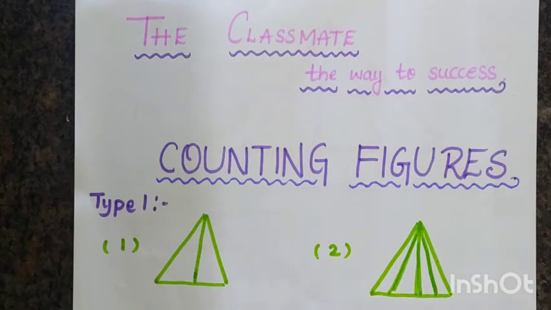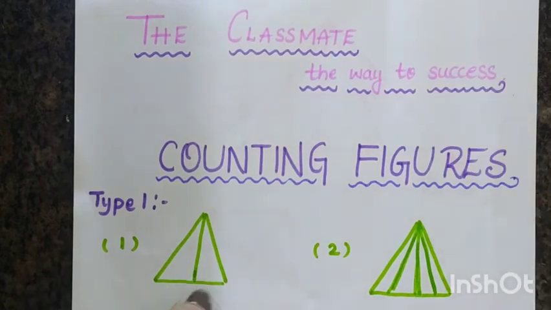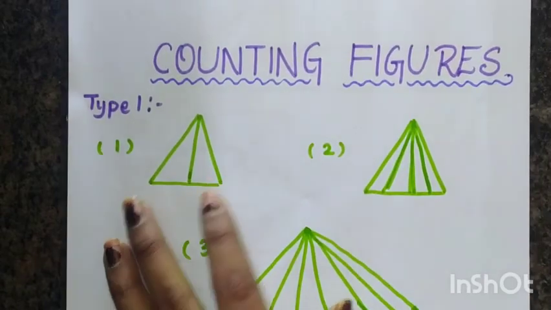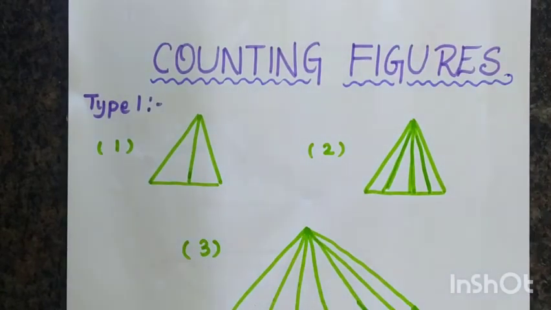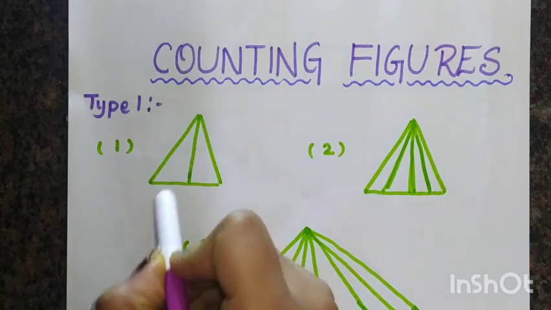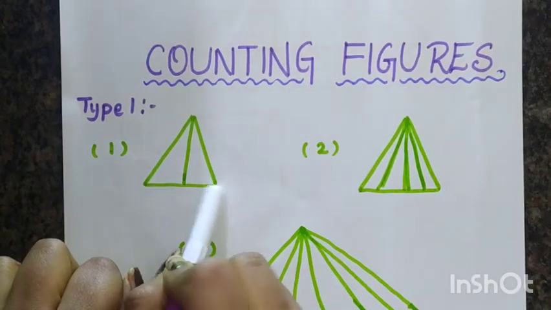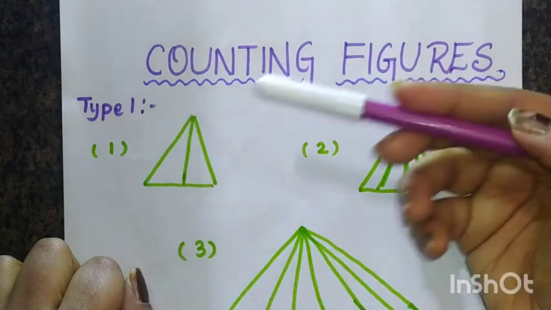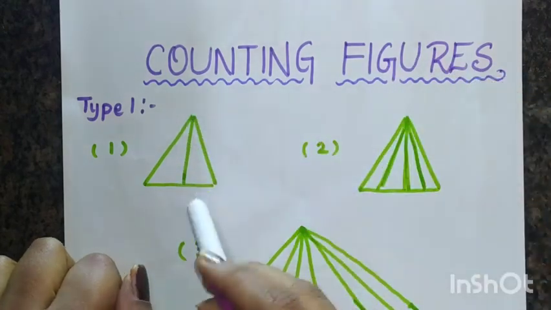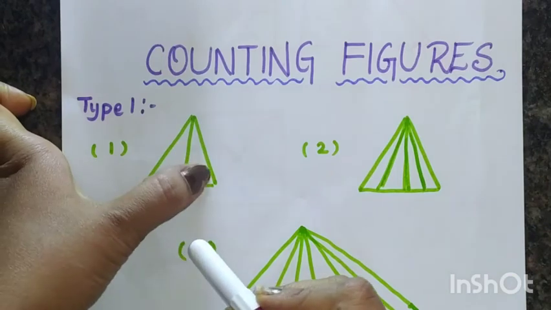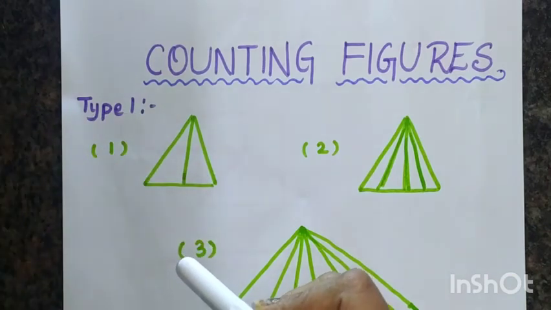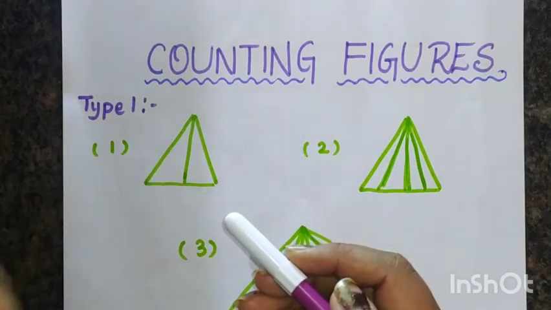So this is the first type. Here when you get a figure like this, there's a triangle, and if you get a figure like this, you are supposed to count the number of triangles. Okay, so this is the first triangle. This is the base, right? From the base there is a perpendicular line drawn till the tip, right? So this is one triangle and this is the second triangle. So add both triangles. So 1 plus 2, it becomes 3. So the number of triangles here is 3.